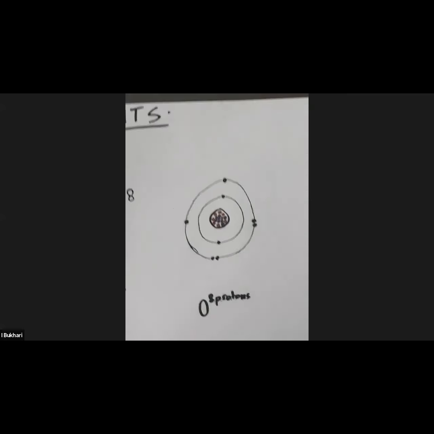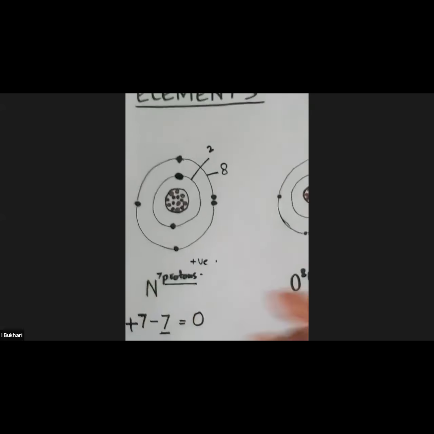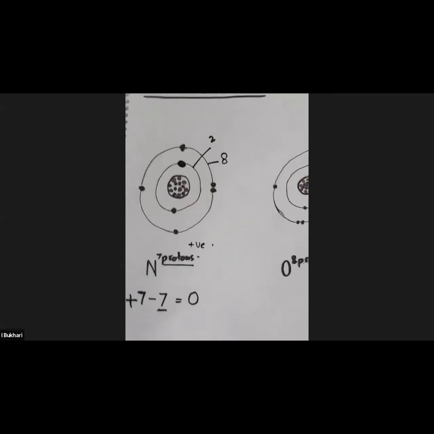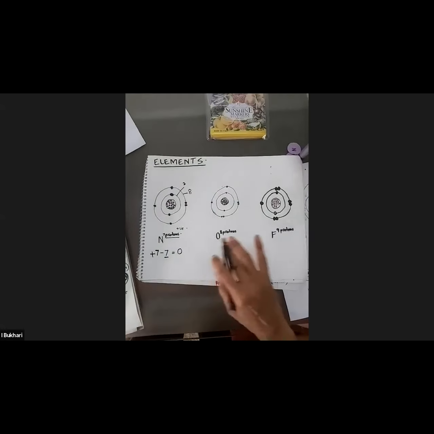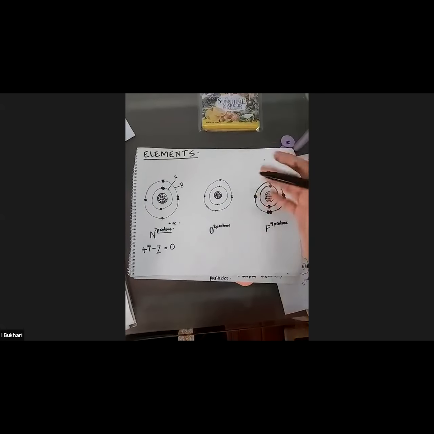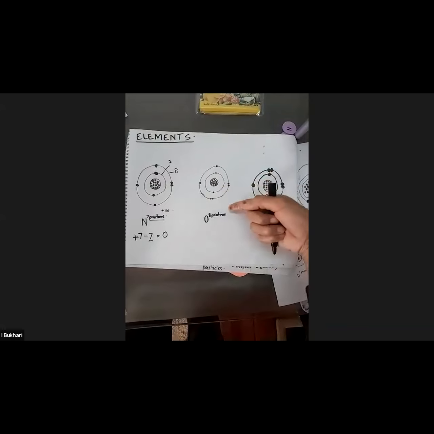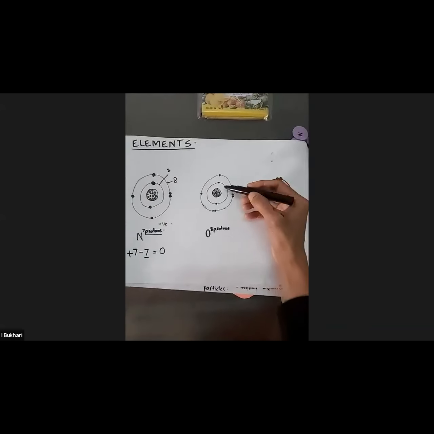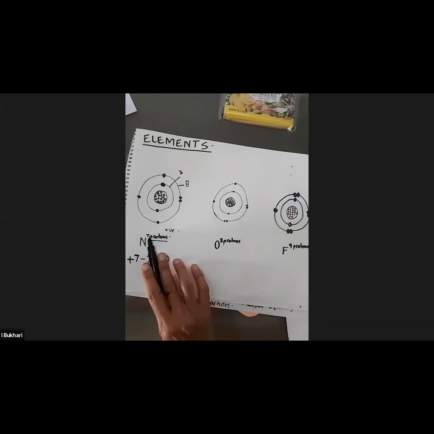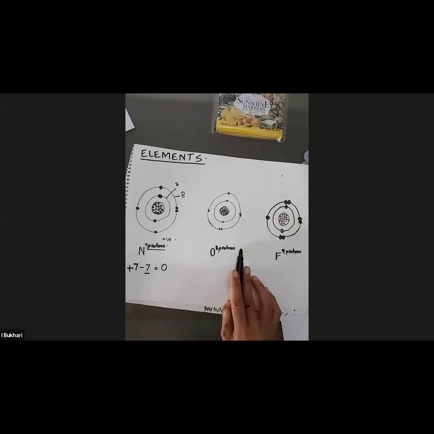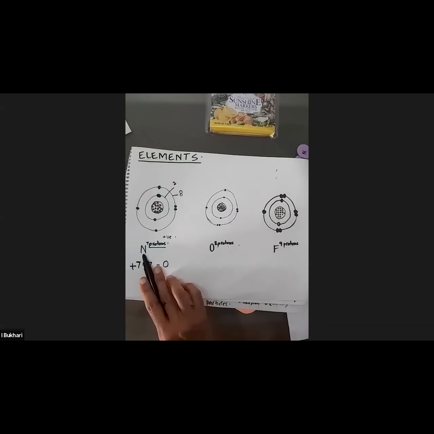Okay, now let's move on to oxygen. Can you see that oxygen has just one proton more than nitrogen? I'm trying to explain the sequencing of atoms or elements in the periodic table. How have scientists arranged these atoms in the periodic table? It is according to their proton numbers, okay? Nitrogen had 7 protons, oxygen has 8 protons, only one more than the number of protons in a nitrogen atom.